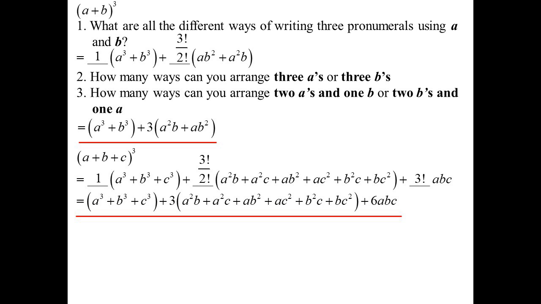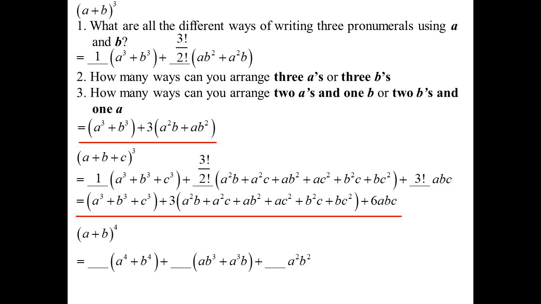Let's go a little bit crazy. A plus B to the power of 4. Same idea. How many different ways can I write 4 pronumerals, but only using an A and a B? So I could go A times A times A times A, B times B times B times B, so that's A to the 4 and B to the 4. I could have 1 pronumeral I use 3 times, the other one I use once. So AB cubed, for example. Or I could use each of the pronumerals twice. A squared, B squared.